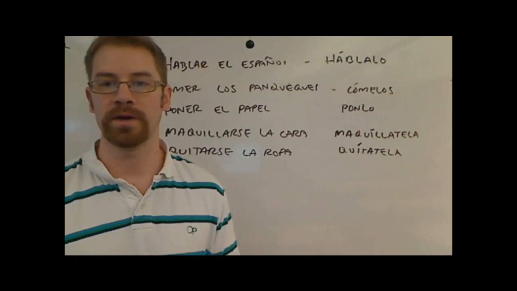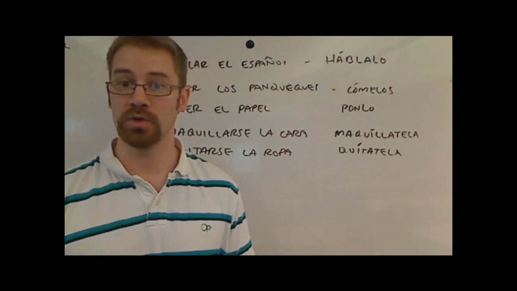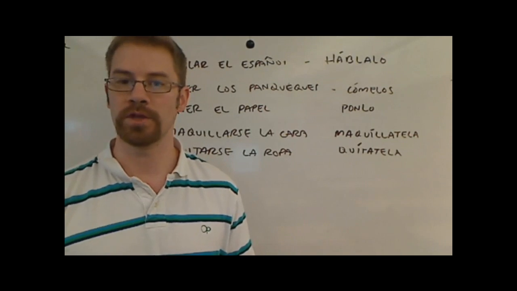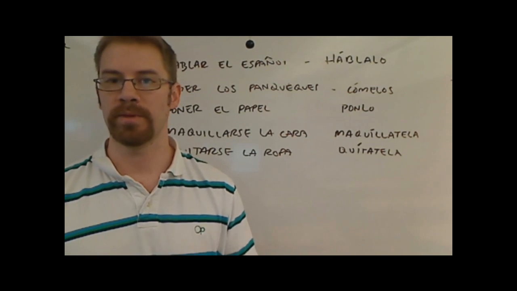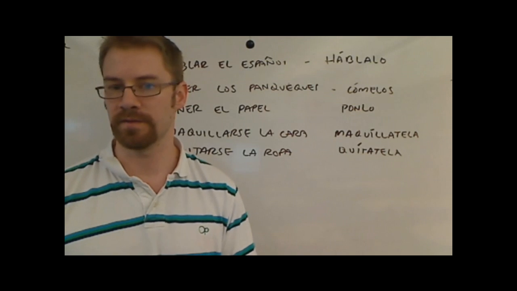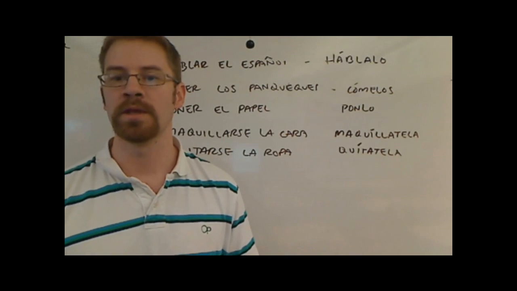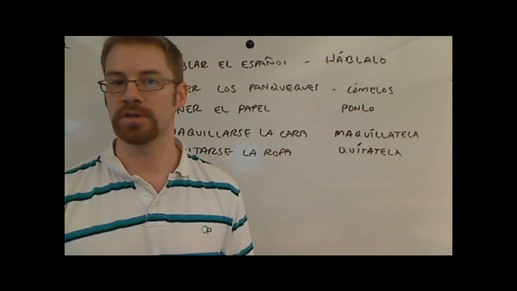Next one, comer would be come. Los panqueques can change to los. So we have cómelos, cómelos, accent over the O. Next one, poner papel. Poner is irregular, goes to pon. And then el papel would change to lo. So ponlo, like put it, en la mesa, on the table, for example. No accent marks, just 2 syllables, so don't worry about it. Ponlo.